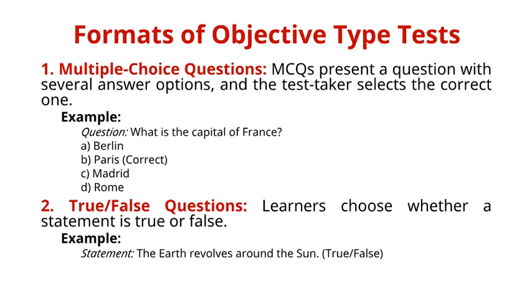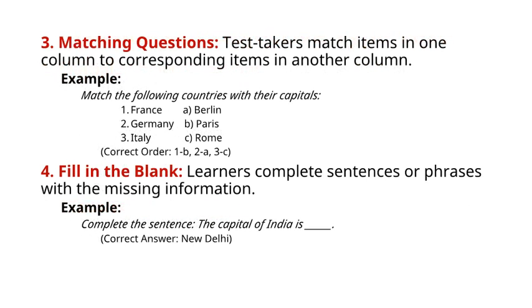2. True-false questions. Learners choose whether a statement is true or false. Example. Statement. The earth revolves around the sun. True-false. 3. Matching questions. Test takers match items in one column to corresponding items in another column. Example. Match the following countries with their capitals: 1. France A. Berlin, 2. Germany B. Paris, 3. Italy C. Rome. Correct order: 1-B, 2-A, 3-C.